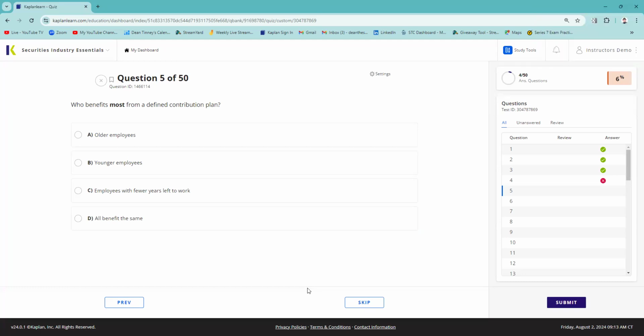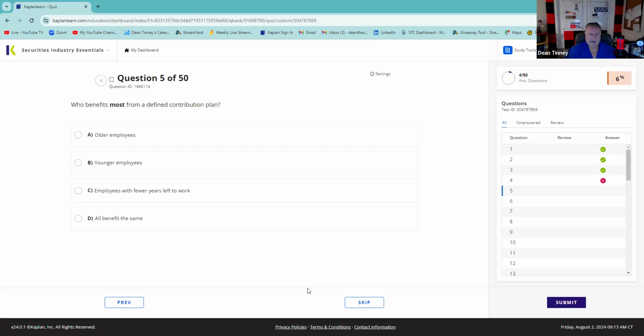Defined benefit is where we say, Allison, when you retire, you're going to get a percentage of your base pay and healthcare for the rest of your life. We, your employer, are assuming the investment risk.